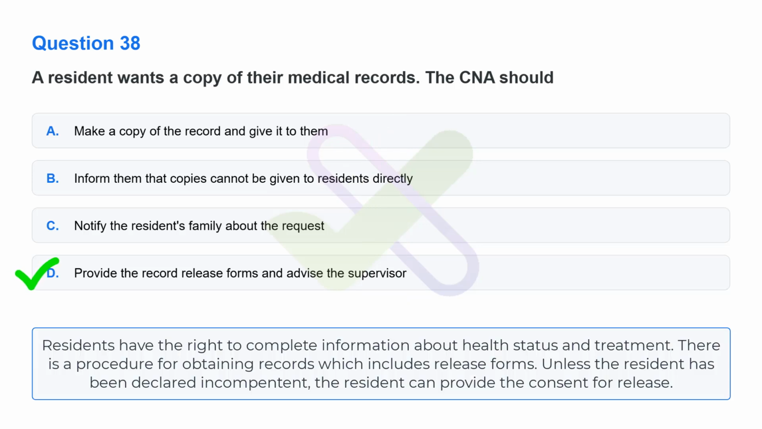Correct answer, D. Provide the record release forms and advise the supervisor. Residents have the right to complete information about health status and treatment. There is a procedure for obtaining records, which includes release forms. Unless the resident has been declared incompetent, the resident can provide the consent for release.